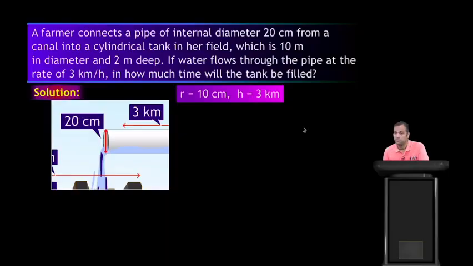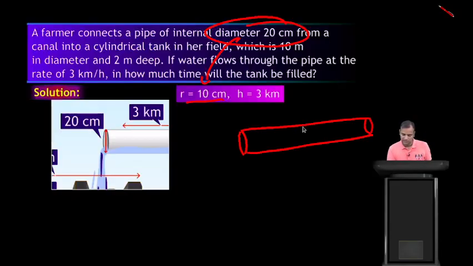Here what we are given, now look here, we are given the diameter of the pipe, which is 20 centimeter. So from here we can find the radius, which is 10 centimeter. Now what is the height? Height means length of the pipe. So if you can see here, this is our pipe. Here radius is given, but what is the length? So to find the length we have to take the rate. Rate means it is the speed of the water. Okay, so the rate is 3 km per hour.